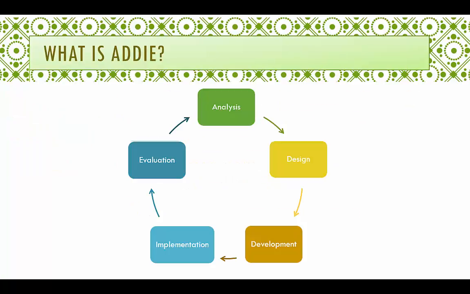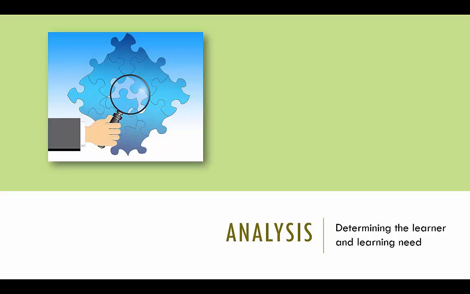ADDIE is meant to be a cyclic process to be followed phase by phase. The phases include analysis, design, development, implementation, and evaluation. Let's learn more about each phase. Starting with the analysis phase, instructional designers begin by carefully identifying the learner and the learning need.